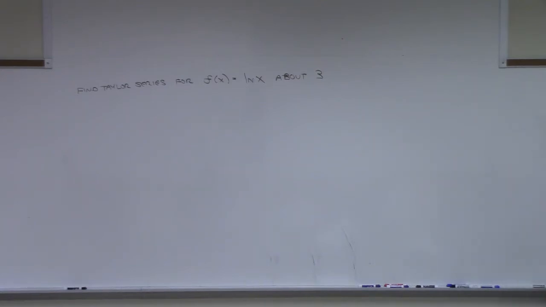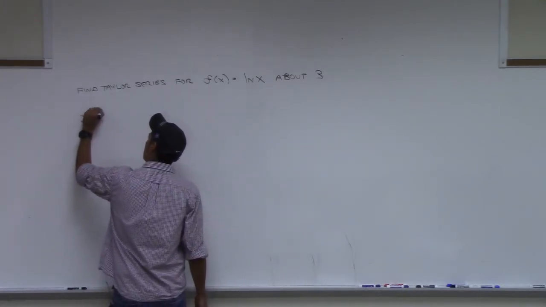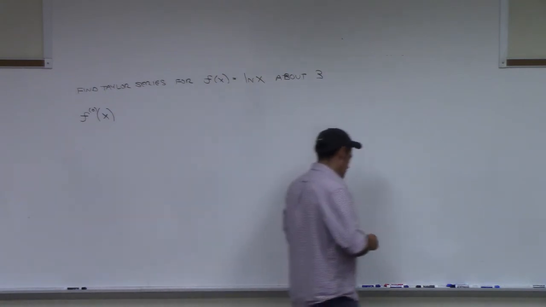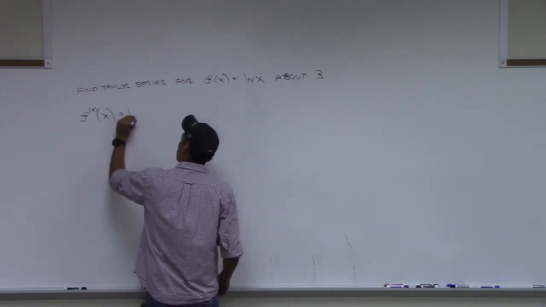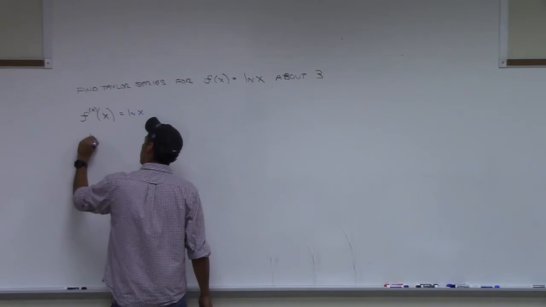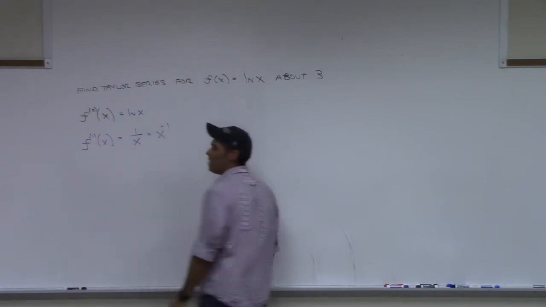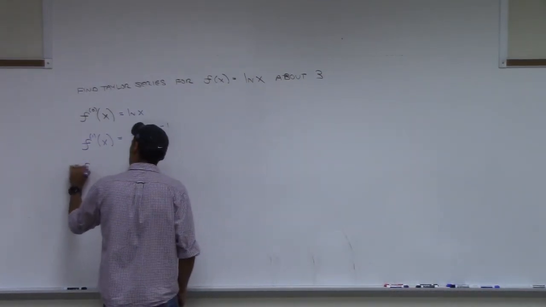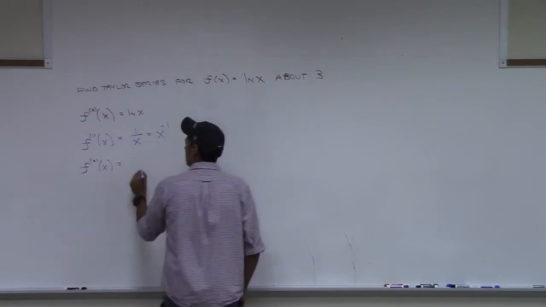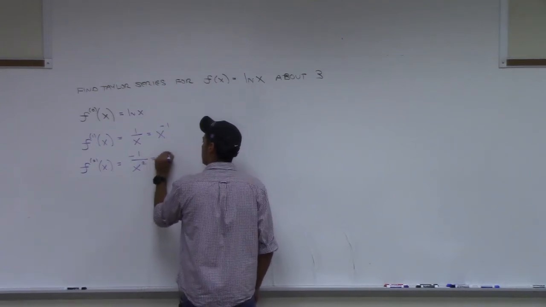Okay, so what are we going to need here? A table with derivatives. Unfortunately, the derivative of natural log of x is not as nice as e to the x. All right, so here we go. The 0th derivative of this function at x is just natural log x. What is the first derivative? 1 over x, which is the same as x to the negative 1. I'm going to write it that way because I'm going to differentiate it again. What is the second derivative of this function at x? Negative 1 over x squared, which is negative x to the negative 2.